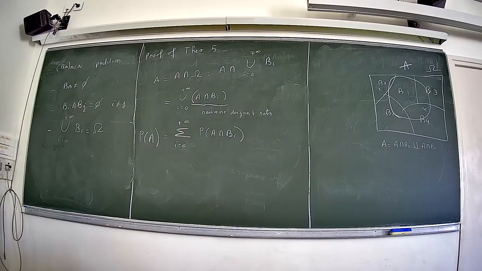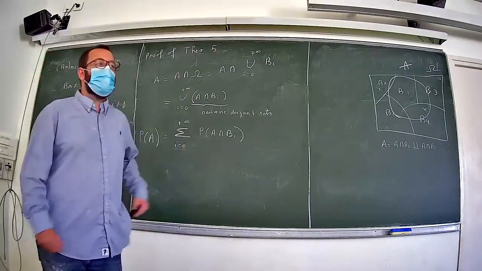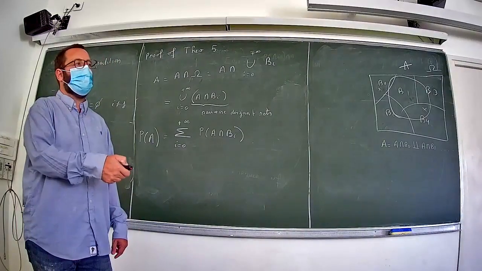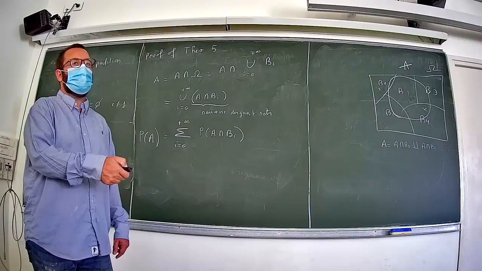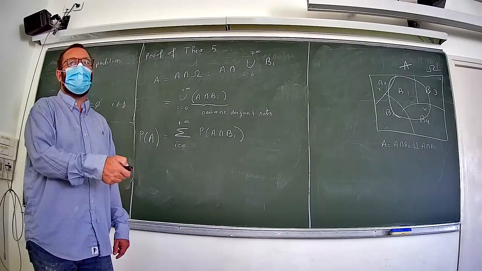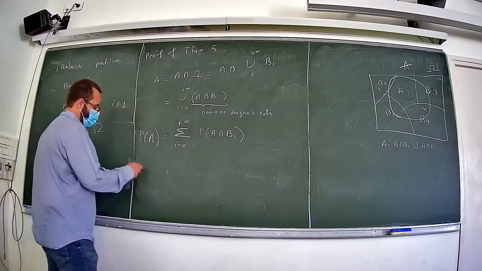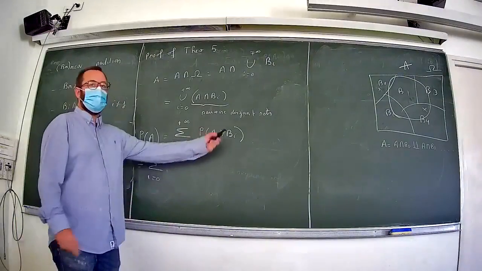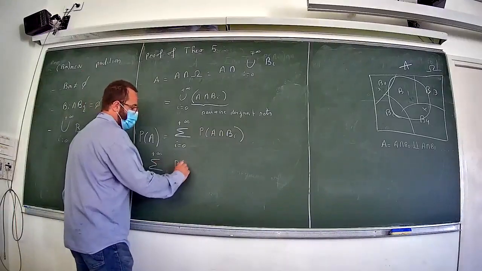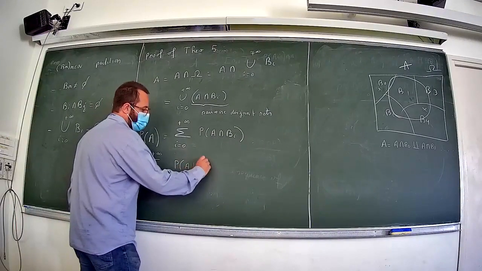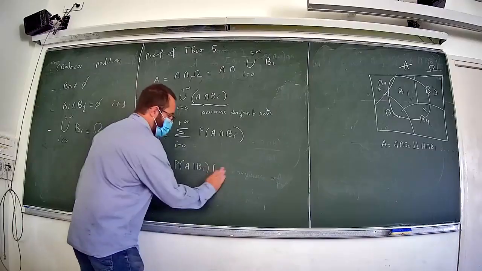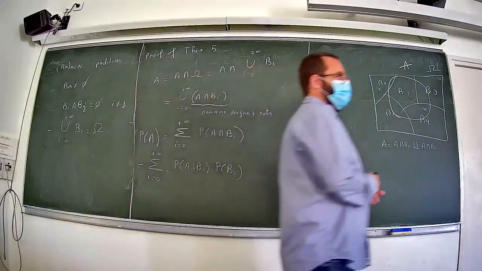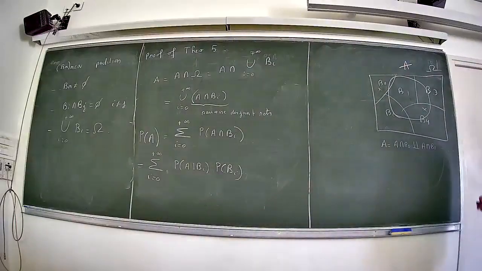Why is it finished? Just using the definition of the conditional probability in the formula in red here in Theorem 5. What is P of A given B? It's the probability of the intersection over P of Bi. And so here I have exactly the fact that the probability of the intersection is just P of A given Bi times P of Bi. It's what we call the law of total probability.